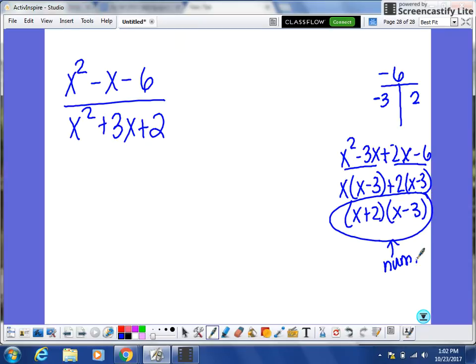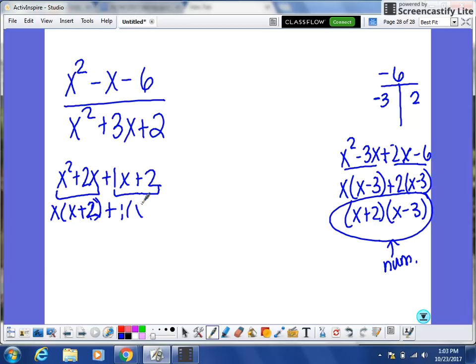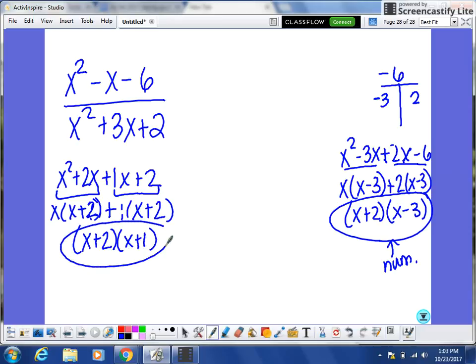All right, then I'm going to do the same thing with x squared plus 3x plus 2. So I need factors of 2 that add up to 3. Should be 2 and 1. GCF of the first two terms is an x, leaves me with an x plus 2. GCF of the last two terms is a 1, which also leaves me with an x plus 2. So I've got factors of x plus 2 and x plus 1. That's my denominator.